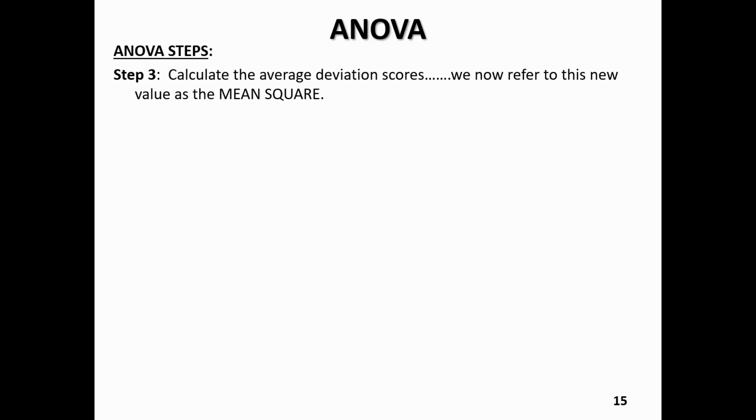In this video, we continue from our previous part where we started compiling all of our calculations, and we'll put that into the final steps of our ANOVA procedure here. As we move into step 3, we want to calculate the average of those squared deviation scores. We're going to refer to this value as a mean square.